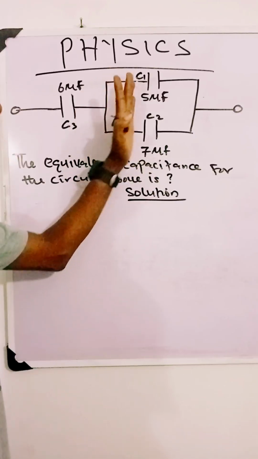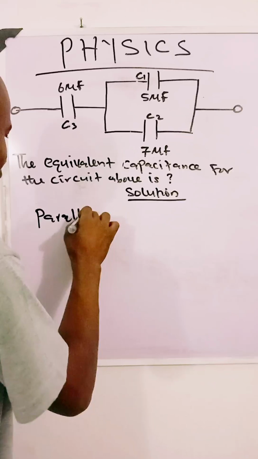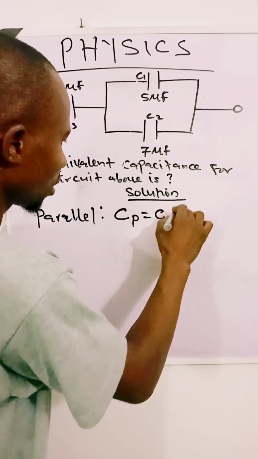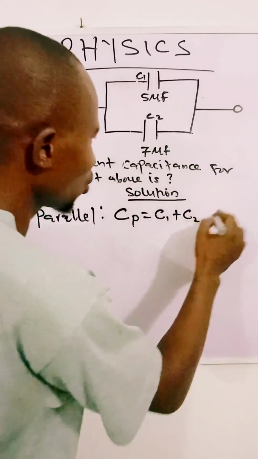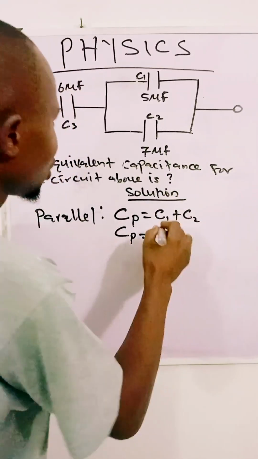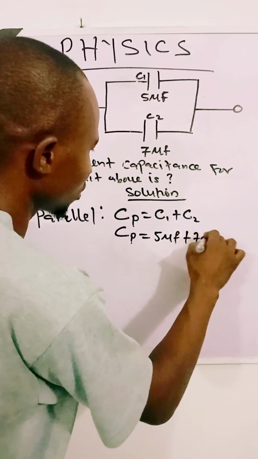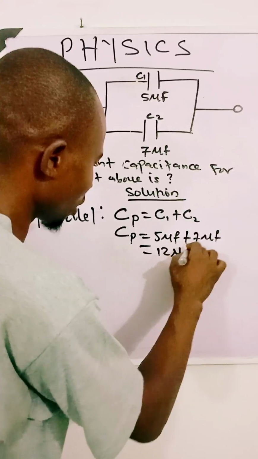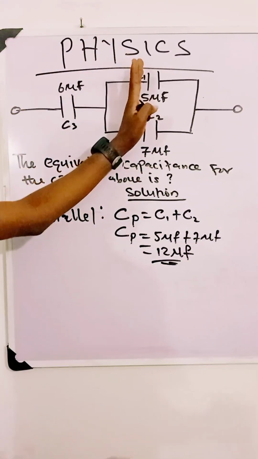So for this parallel aspect of the circuit, I'm going to use Cp is equal to C1 plus C2. This is my C1 and this is my C2. So what I have here is Cp, that is C parallel, is equal to 5 microfarad plus 7 microfarad, which is equal to 12 microfarad. This is for the parallel aspect of this circuit.